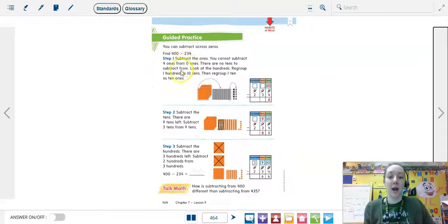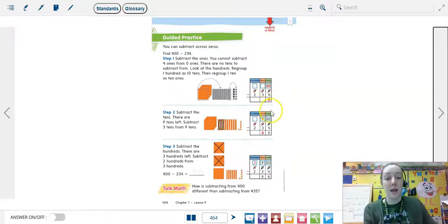All right, step 1, subtract the ones. So we have 4 taken away from 0. Goodness. So we cannot subtract 4 ones from 0 ones. But there are no 10s to subtract from. See, there's a 0 in the 10s place as well. So what you have to do is go over one more to the hundreds. And then you're going to regroup 100 as 10 10s. Okay, so just like what we did, we make it 10 10s. Then you're going to regroup 1 10 as 10 ones. So in the ones place, we're going to have a 10. So then we can do 10 minus 4 is 6.